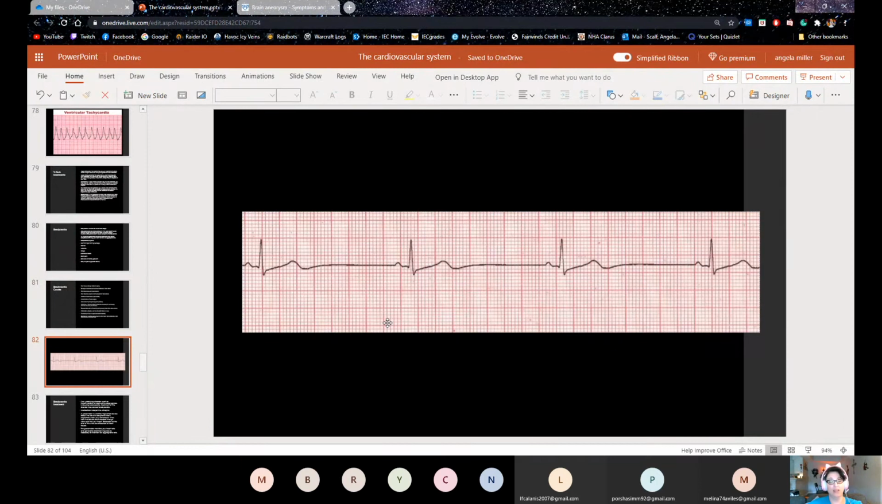So here's a perfect rhythm of bradycardia. When you look at that, it tells you something's not right. How many complexes do we have here? 1, 2, 3, 4. So what's that person's heart rate? 40, right? Is 40 beats per minute good? No, that's not what we want.